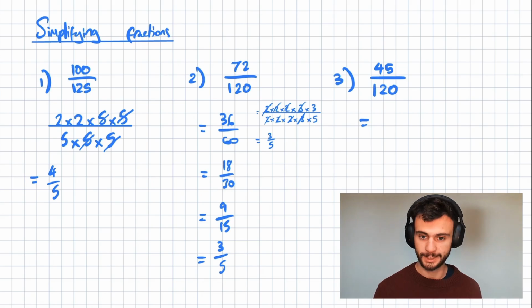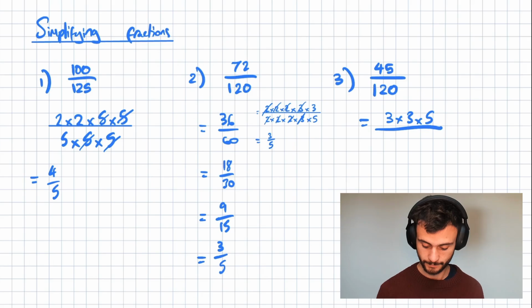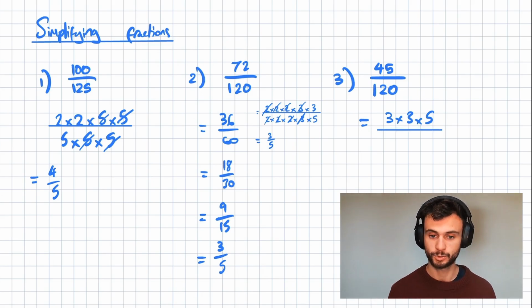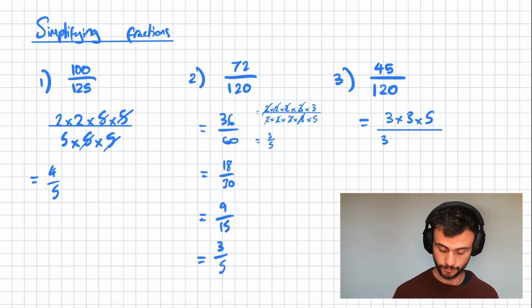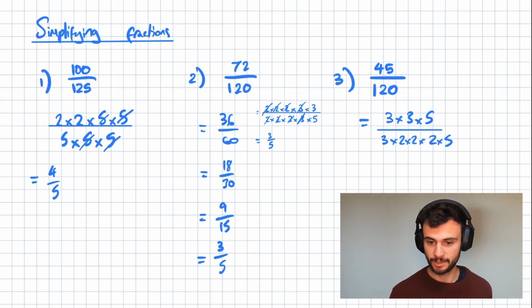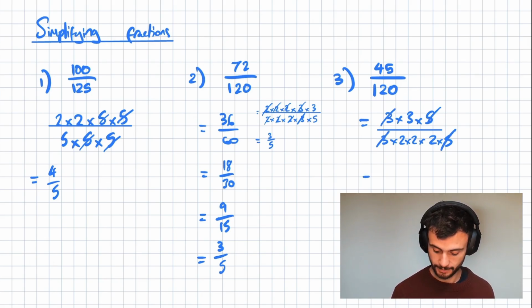So 45 is 9 times 5, or 3 times 3 times 5. 120 is 12 times 10, which is 3 times 4, or 3 times 2 times 2, times 5. And again, we can see on the numerator and the denominator, we've got a factor of 3, we've got a factor of 5. 2 times 2 times 2 is 8, so we're left with 3 over 8.